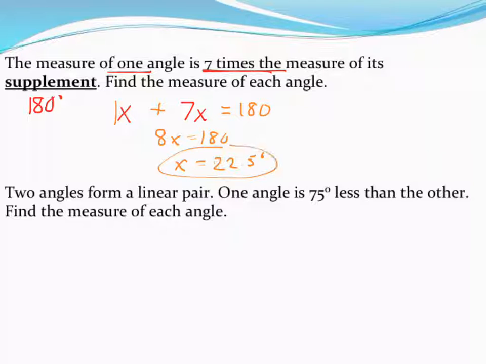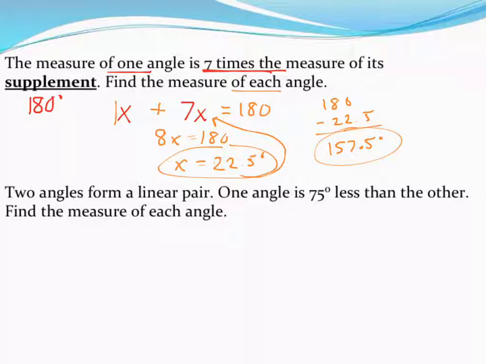So there's one of my angles, but notice in the directions they said find the measure of each one. So if one of them is 22.5, I can find the supplement of that by subtracting. I can do 180 minus 22.5 and get my other angle, that's 157.5 degrees. Some people also figured out they could just take their 22.5 and plug it in for x up here. 7 times 22.5 is also 157.5. So either way you want to do it, there's your two supplementary angles.